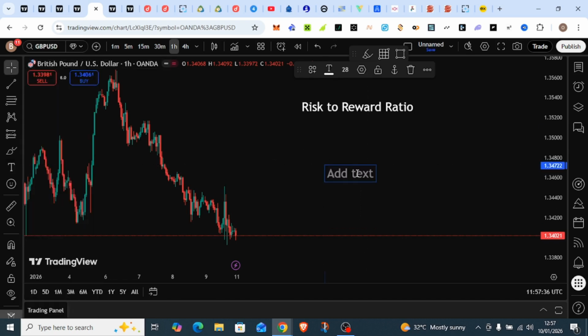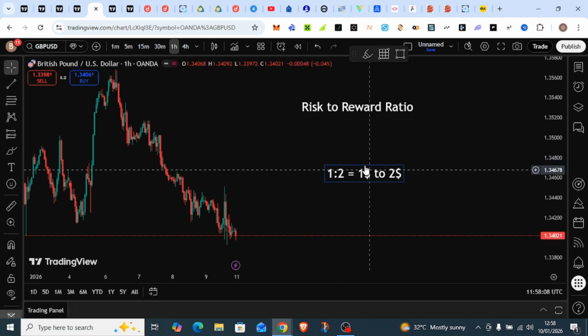If you have 1:2, this means that you are risking $1 to make $2. If you risk $1, you will make $2. So you have $1 to $2. That's what 1:2 stands for.